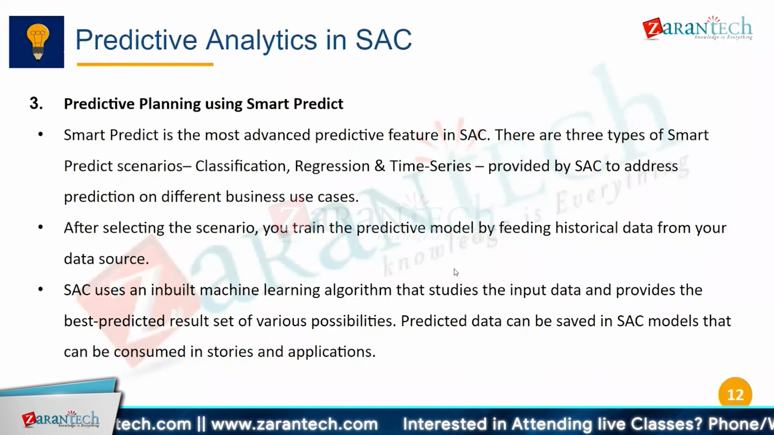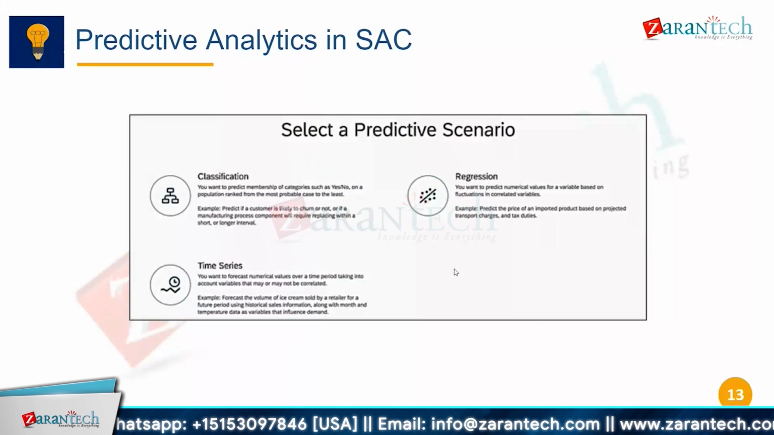So as soon as you have some data set where you want to do predictions, you upload it and run the Smart Predict scenario. The system will use an inbuilt machine learning algorithm and try to predict based on the patterns. Once the predictions are done, they can be saved in SAC models, which can be consumed later in SAC stories or analytical applications, depending on your customer requirement. So basically, these are the three scenarios.